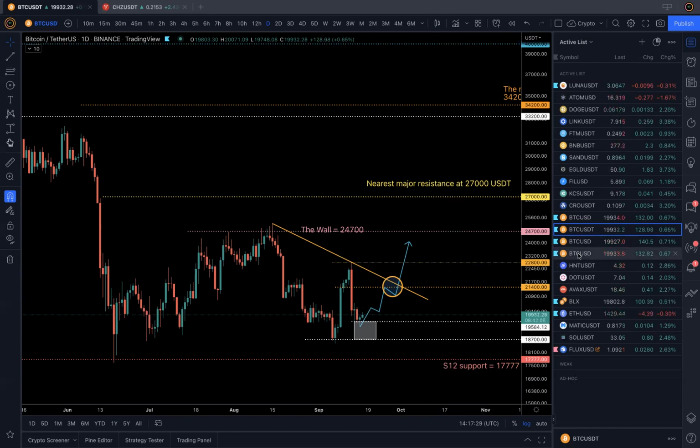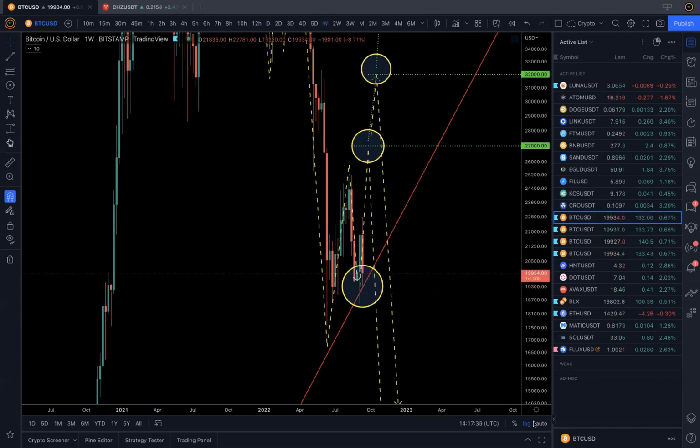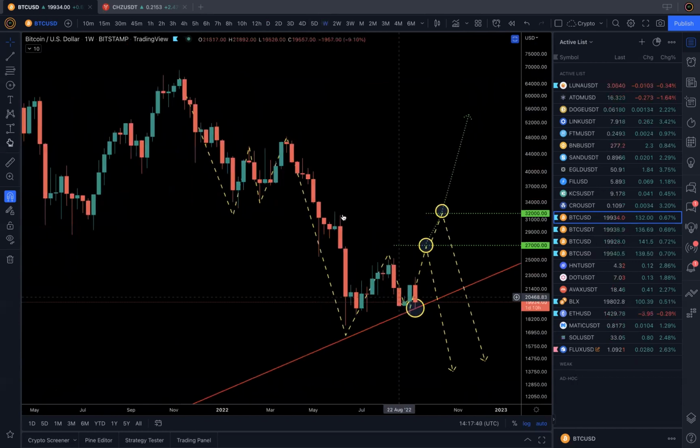Let's look at Bitstamp. We have Bitstamp where we have a weekly pattern that we're following. Let's check where it stands. Just a quick recap. This is the first leg, consolidation, and then the second leg and a consolidation.